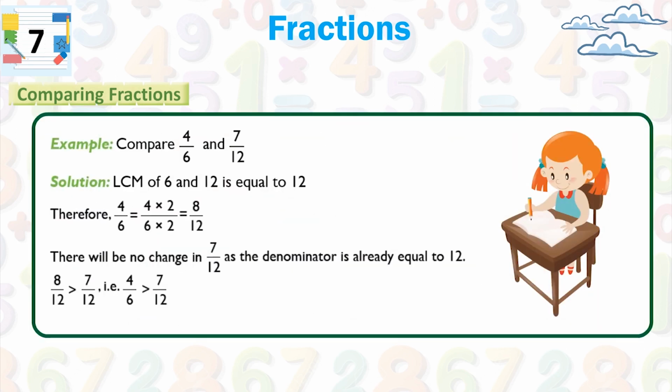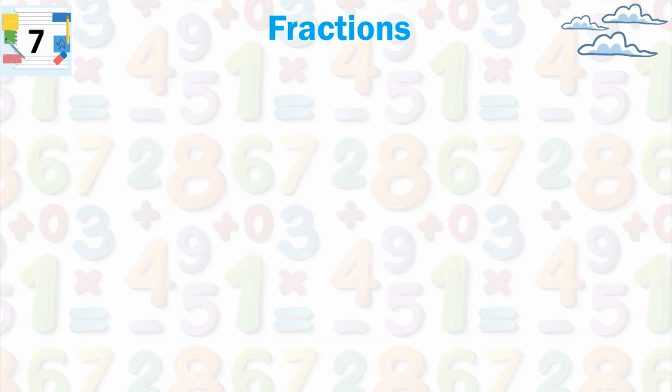Example, compare 4 upon 6 and 7 upon 12. Solution, LCM of 6 and 12 is equal to 12. Therefore, 4 upon 6 is equal to 4 into 2 upon 6 into 2 is equal to 8 upon 12. There will be no change in 7 upon 12 as the denominator is already equal to 12. 8 upon 12 is greater than 7 upon 12. That is, 4 upon 6 is greater than 7 upon 12.